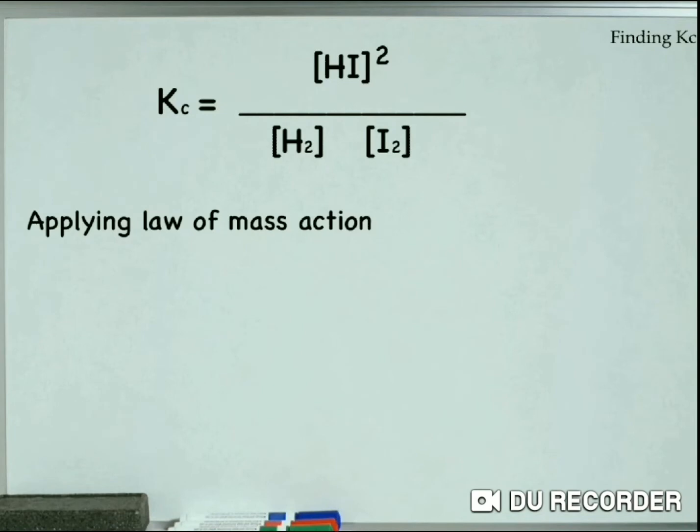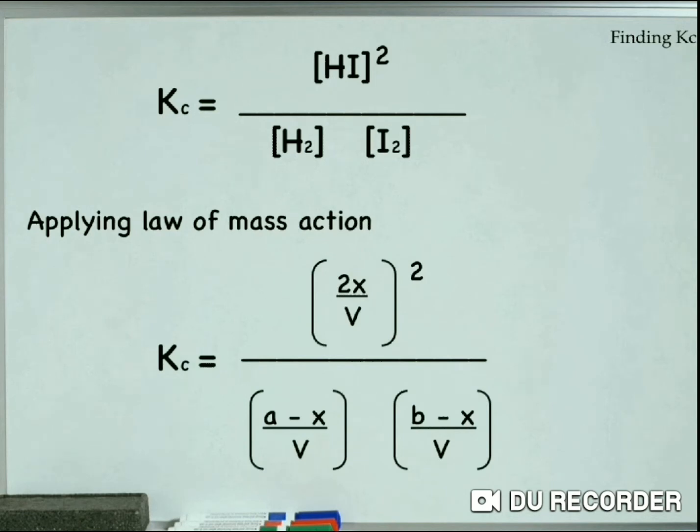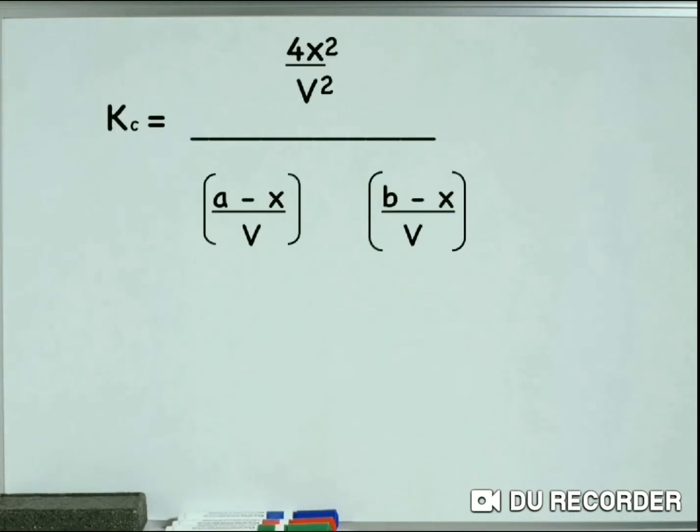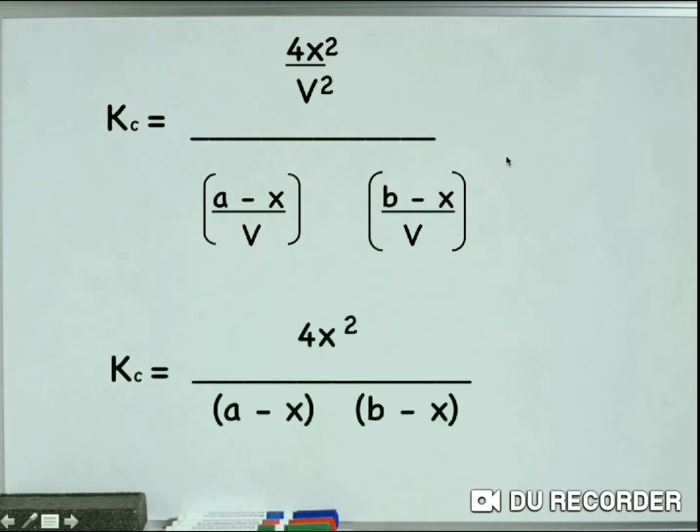Let us substitute the following values after using the law of mass action. Kc equals (2x divided by V) the whole squared, whole divided by (A minus X by V) into (B minus X by V). These values we got from the table we saw before. Now let us simplify this equation. We have 4x squared divided by V squared, the whole divided by (A minus x) into (B minus x). We can cancel out this V, so we get the following equation. Kc equals 4x squared divided by (A minus x) into (B minus x). This is the final value of Kc.